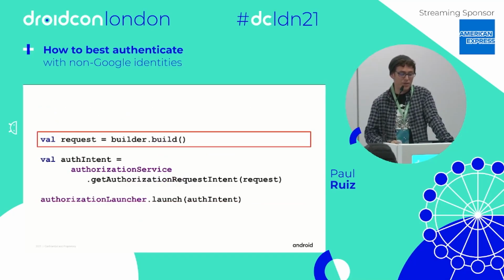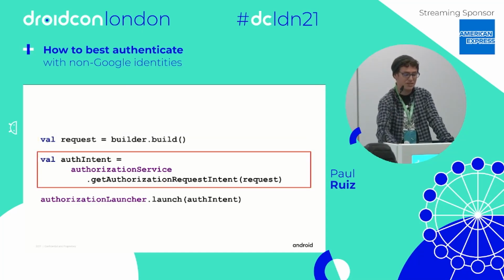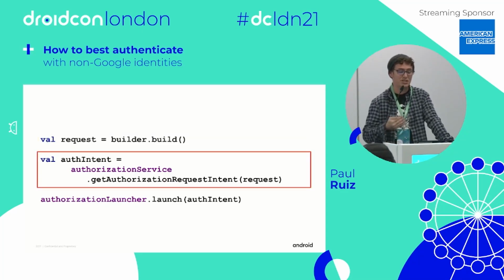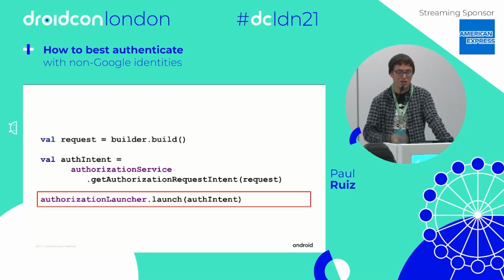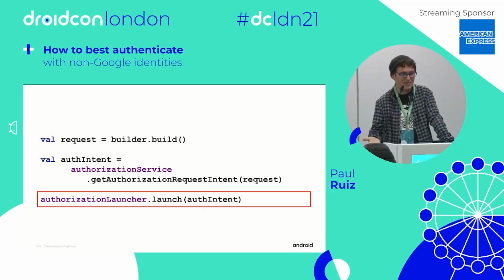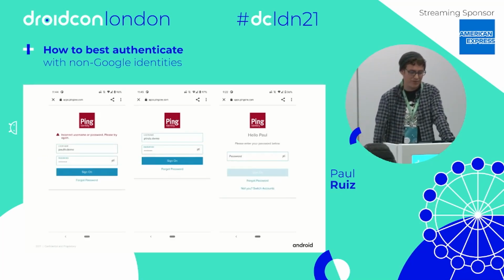And then once we have the request builder configured, we can just create a new request object and use that to create an authorization request intent through our authorization service. And then we can launch it using an authorization launcher that we're going to define soon, though really any way that you want to launch an activity for a result is fine here. So if you're using something like AppCompat or what have you, I'm just using launcher because it's what worked for me.